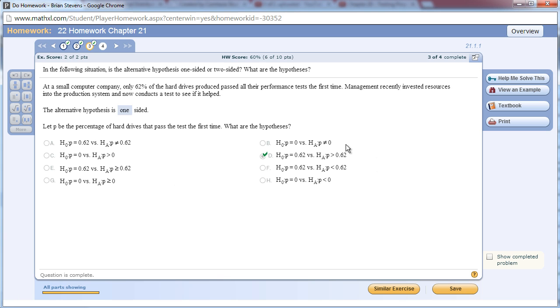Anytime you do a test, you should write out the null and alternative first for that test, even if the question doesn't ask you to do it.